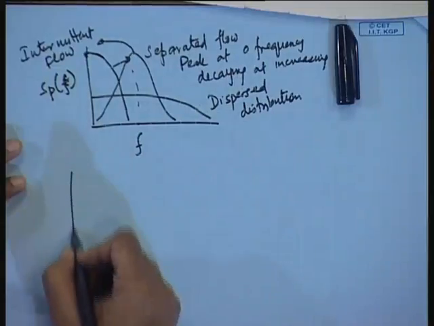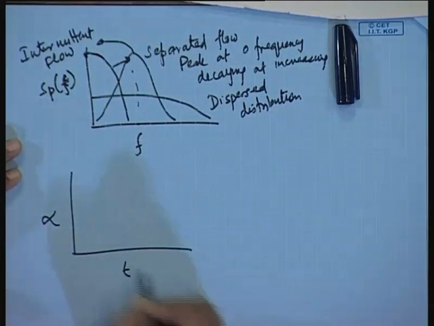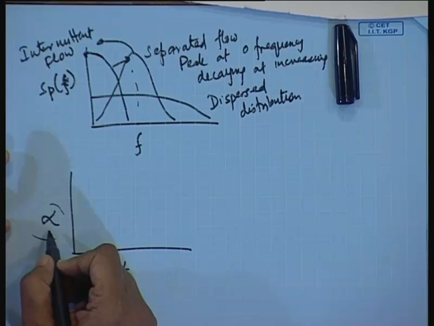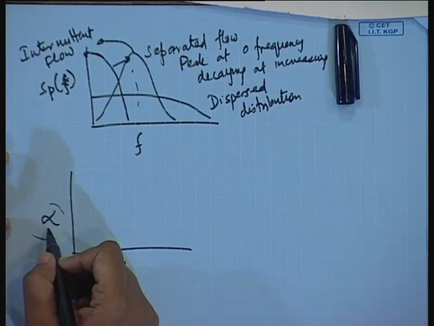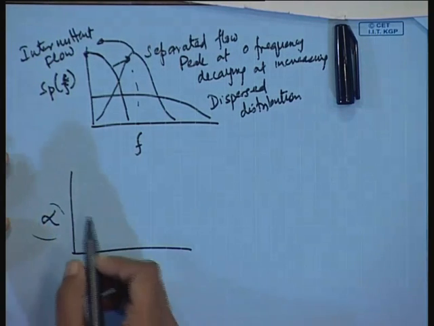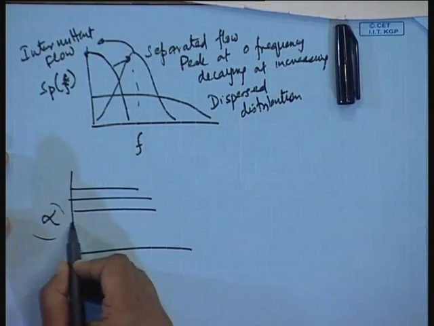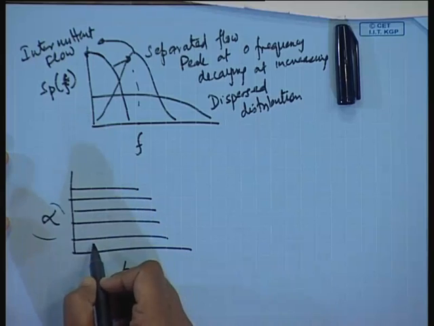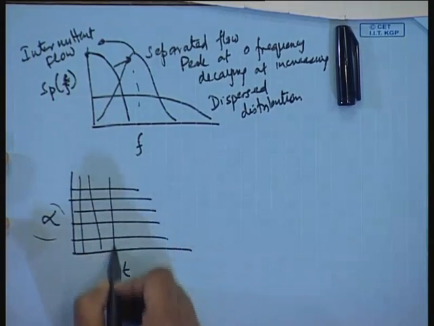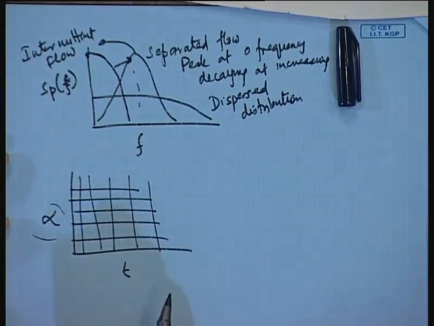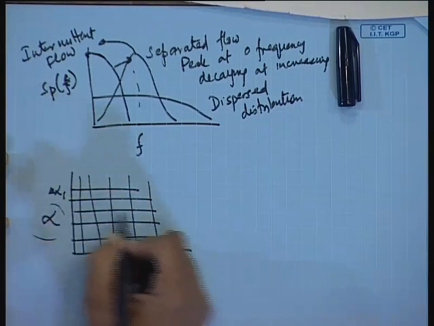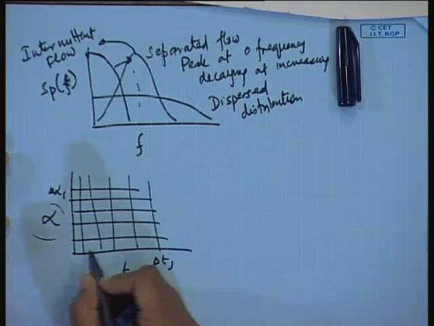So, for that what do we do? Suppose we are plotting alpha versus time. This alpha can be obtained from conductivity measurements, from radiation absorption measurements, or from anything. Now, we divide the entire alpha range into a large number of delta alpha divisions, and in the same way we divide time into a large number of delta t divisions. Say we have divided into delta alpha i number of divisions and delta t j number of divisions.